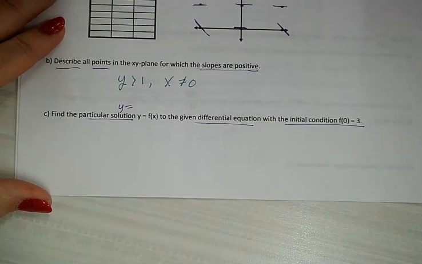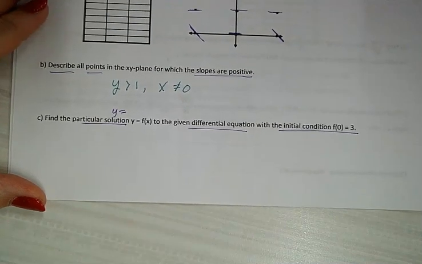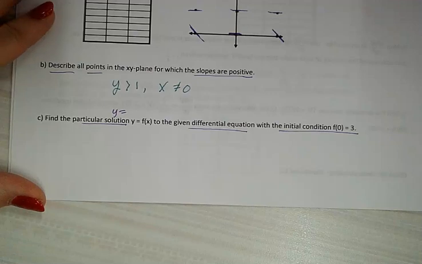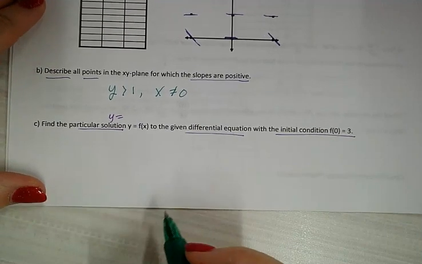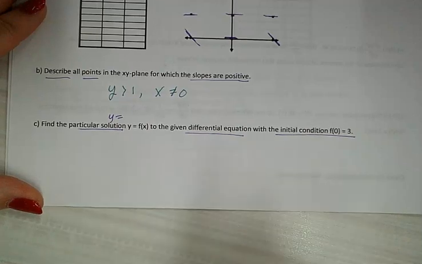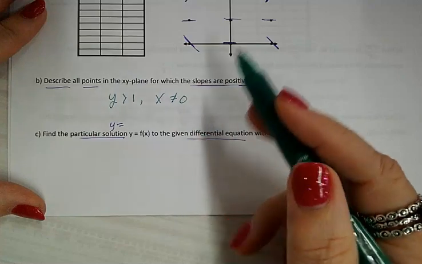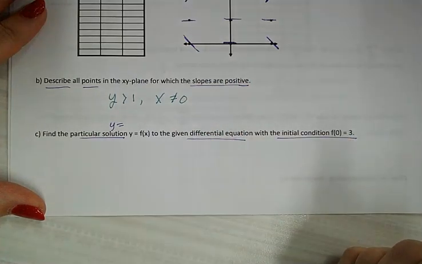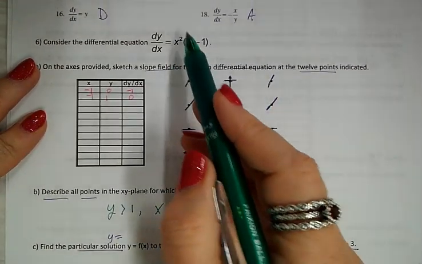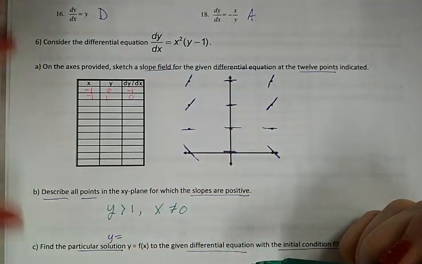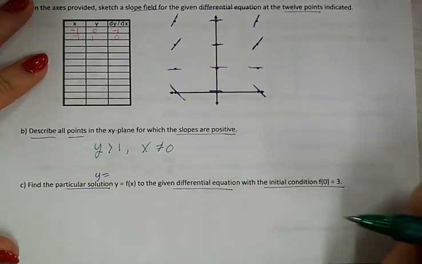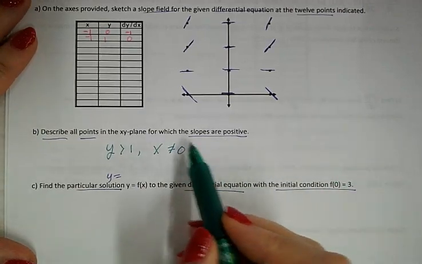Okay, moving on to part C. Part C says to find the particular solution, y equals f of x, for the given differential equation with the condition f of 0 equals 3. So notice here, this particular part didn't have anything to do with the slope fields. So if you really stumble up here, you can jump down to this part C and you could still do what we've been doing, because what did they give you? They gave you the equation. So you can find the solution from there.